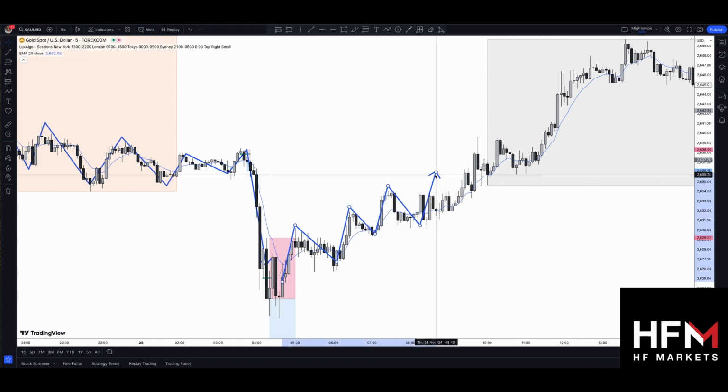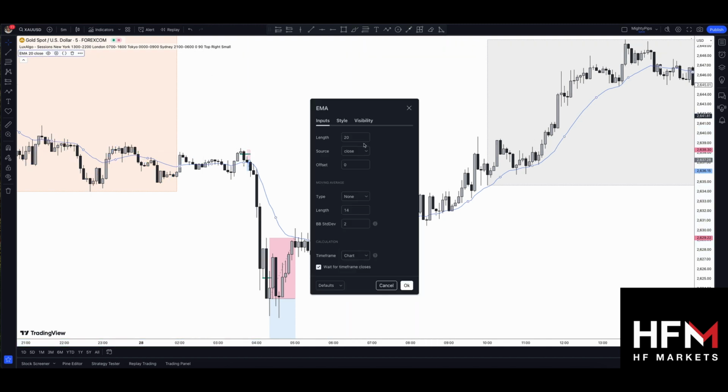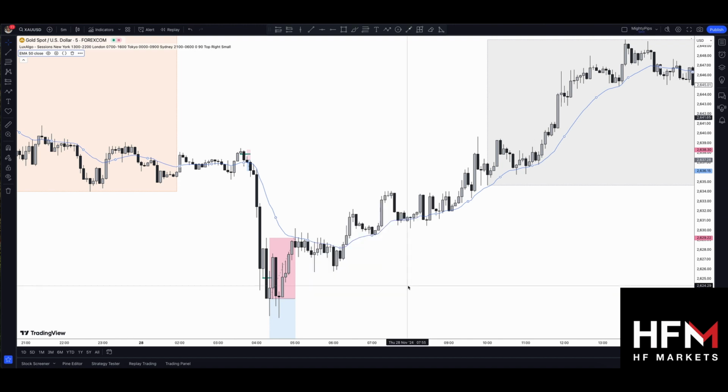So when the price is above the moving average, you only look for buys. When the price is below the moving average, you only look for sells. You can also use a 50. A 50 would give you a clearer picture. A 50 period moving average in this case would give you a better picture like this.